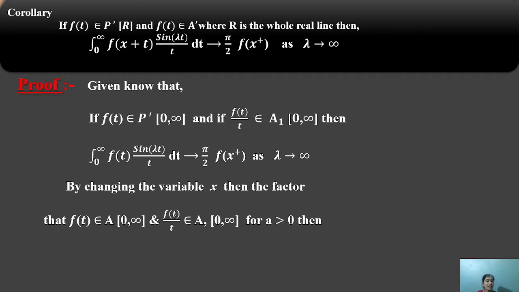Then A is always greater than 0. The equation is solved: the integral from 0 to infinity of f(x+t) sin(λt)/t dt changes to (π/2) f(x+) as λ tends to infinity. This is proved because both f(t) and f(t)/t satisfy the conditions. This is the first corollary.